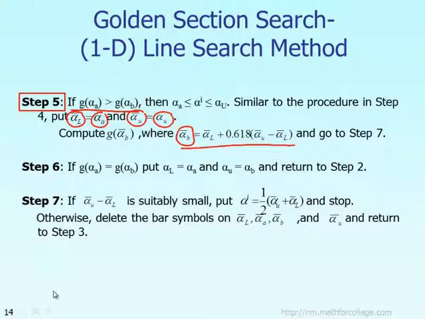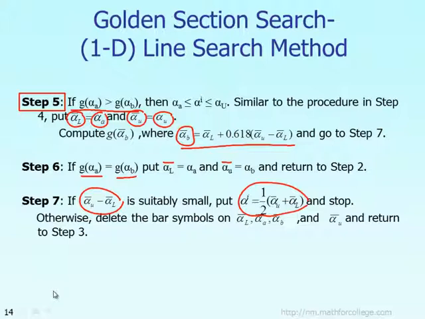The last possibility: if g alpha A is not less than, not greater than, but equal to g alpha B. In that case, you have to update both the new lower bound equal to alpha A and the new upper bound equal to alpha B, and then you go back to step 2. You keep doing that until the length of the new interval is small enough. Then you say you have already located the optimum. And then you say alpha should be equal to half of the new lower bound plus upper bound.